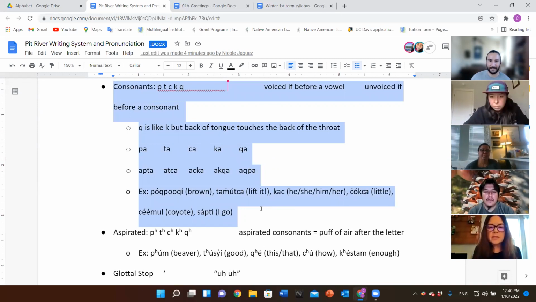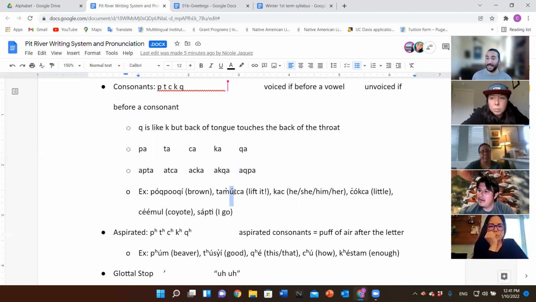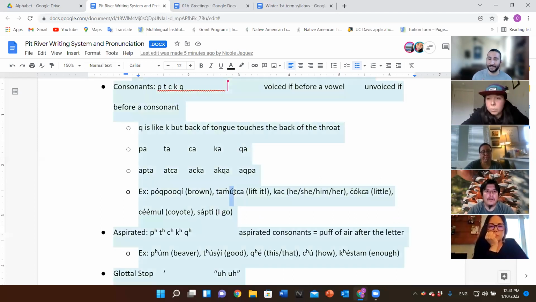Back to the lift it, tamuk, is the U long, like a long U? No. I'm going to go over that later, but the little accent above the vowels is the tone. So Pit River is a tonal language, kind of like Chinese. Everybody knows they have tones in Chinese.